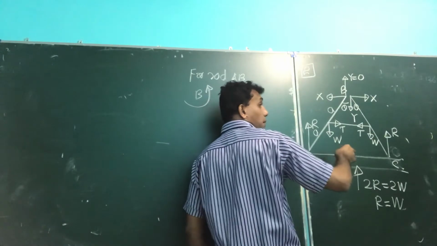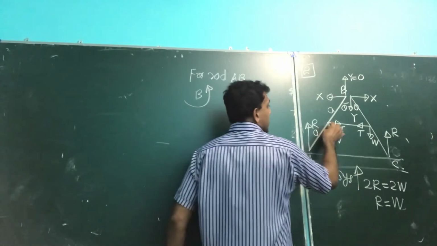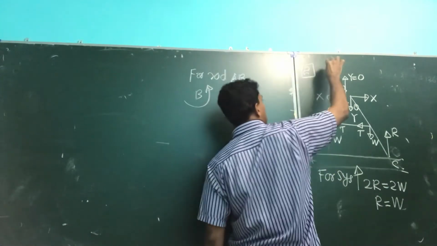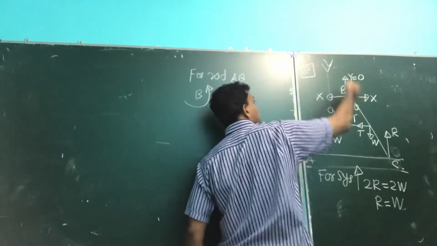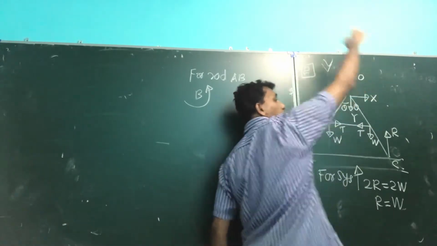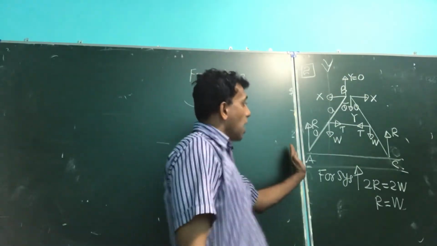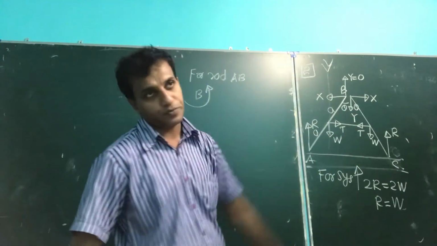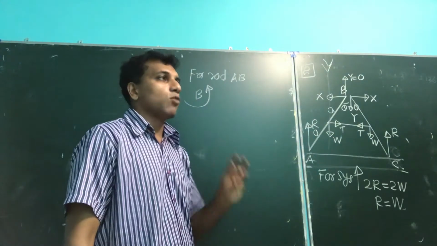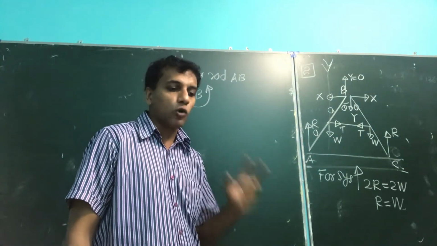If there is any problem about the direction, take vertically up W, the line of action somewhere at infinity. So W also comes there in the same direction as T, right? W and T are in the same direction, R is on the other side. So W positive, T positive, R negative. But these are moments: force into distance.